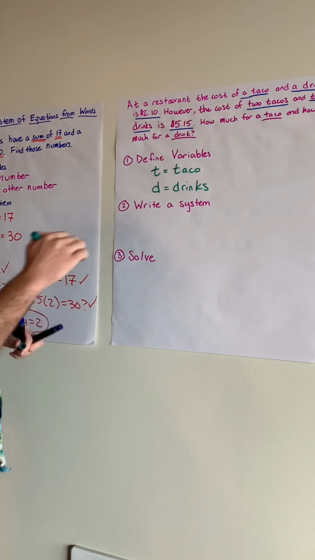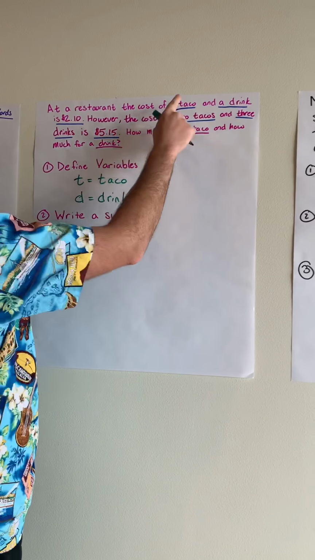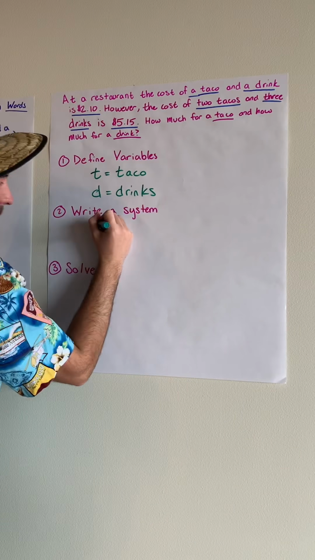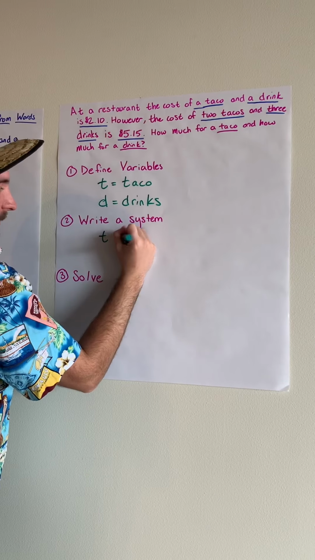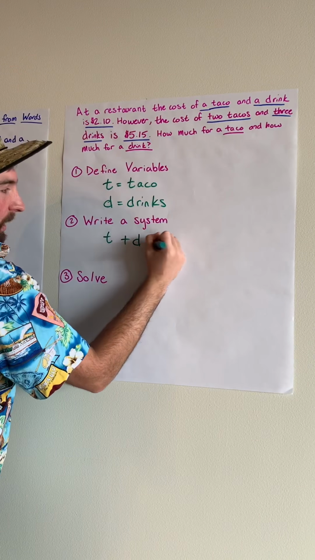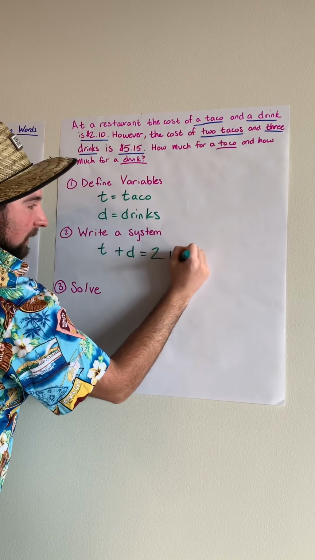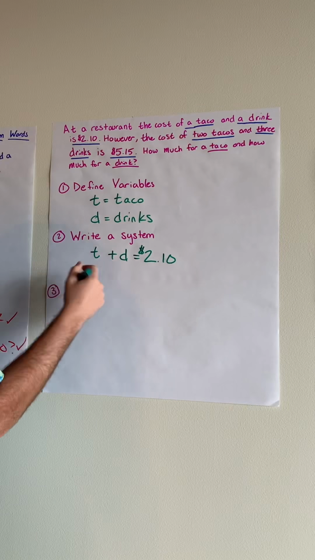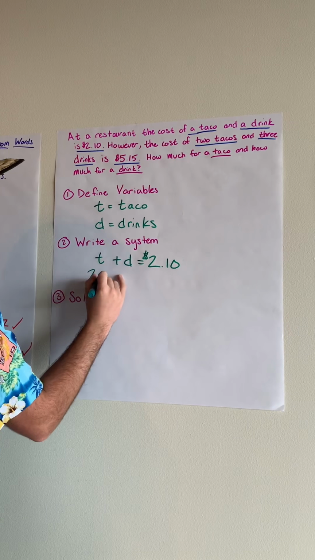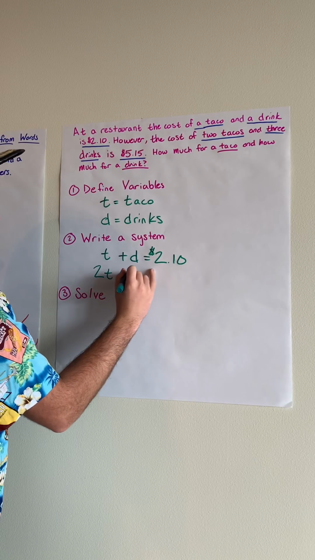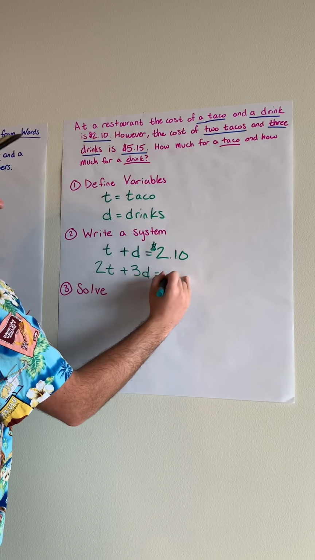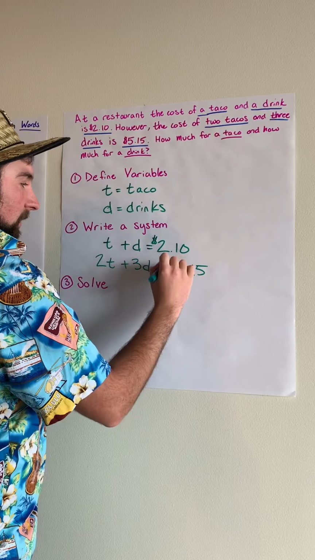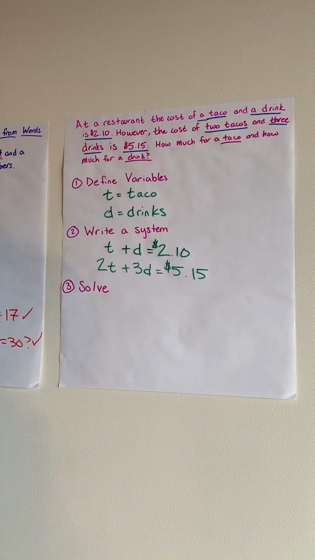Okay, so if I'm gonna write a system, I get a taco and a drink and it's $2.10. So if I get 1 taco plus 1 drink, that's going to be a total of $2.10. Awesome. Now if I have 2 tacos and 3 drinks, that costs me $5.15. Ooh, this is a tricky one now.